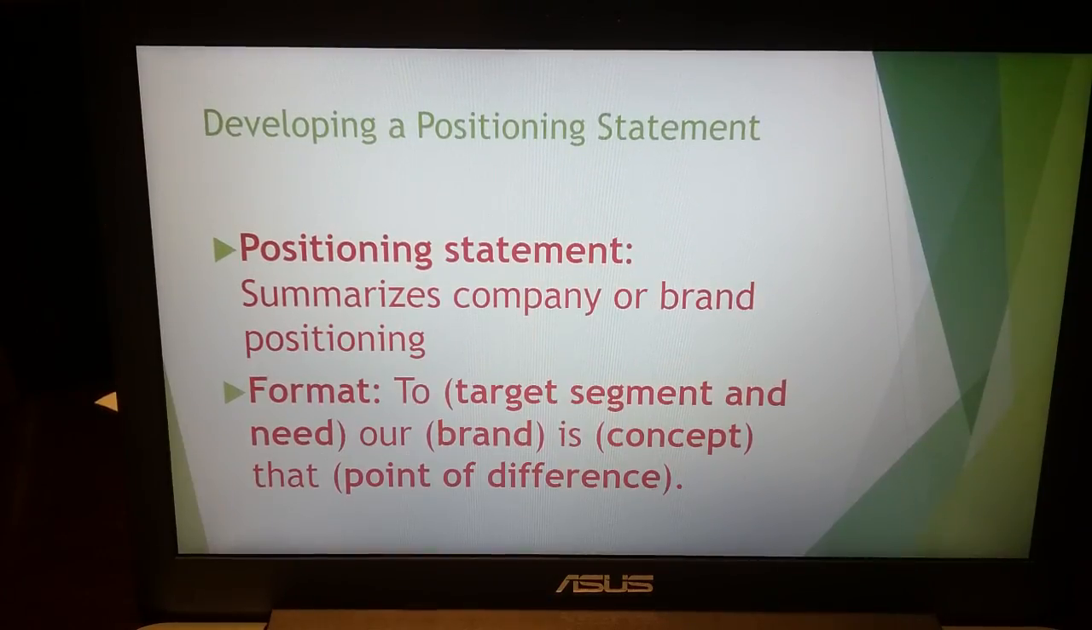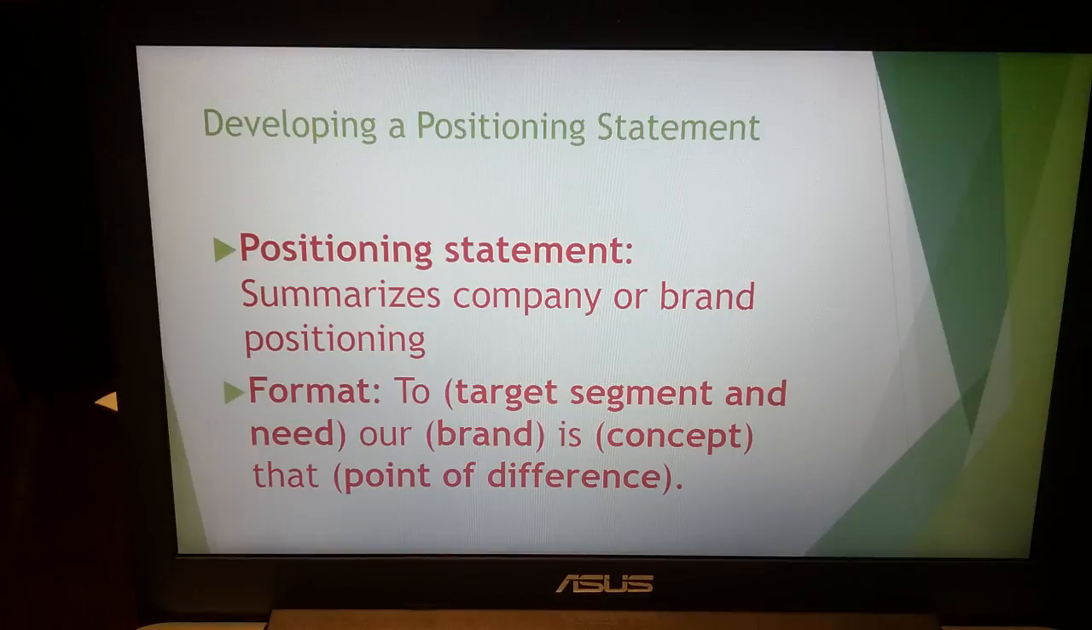Okay, so then there's the whole idea of the positioning statement. And this, you can see it in the next slide. They kind of go together. So the idea is that the positioning statement summarizes the brand positioning. And the format of the positioning statement is: to, who's your target segment and need. So you're going to see this in the next slide, but it says to busy multitaskers who need help remembering things. That's your target segment. Busy multitaskers who need help remembering things.